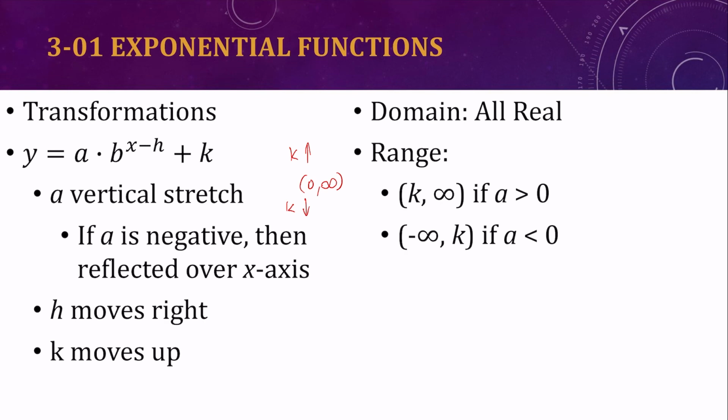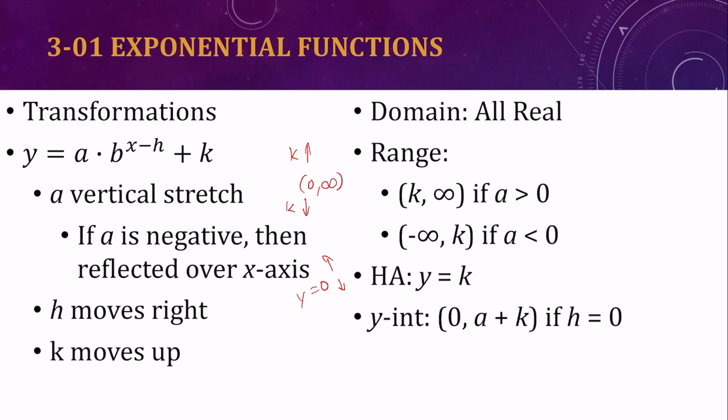Our horizontal asymptote was y equals 0. But again, we're going to go up and down k, so it's now y equals k. And the y-intercept would be a plus k, but only if h is 0. If h is not 0, then the y-intercept is just something different.